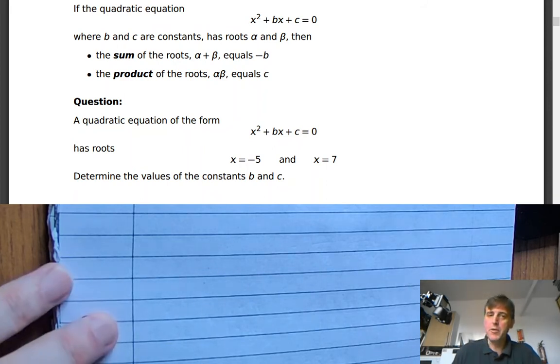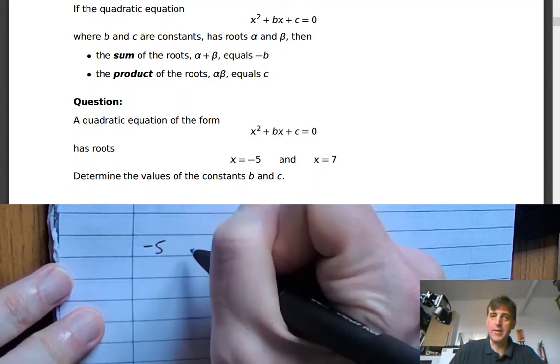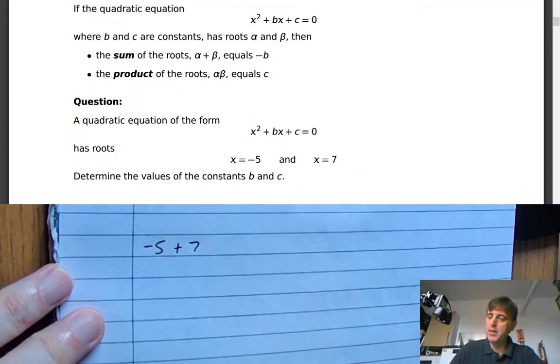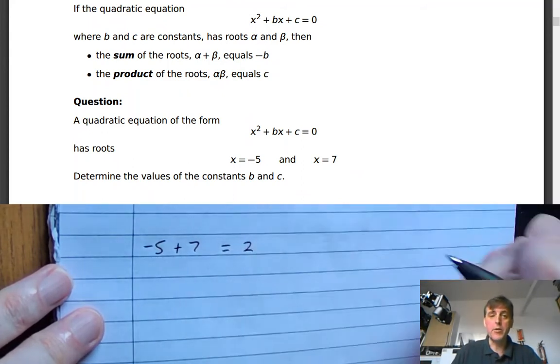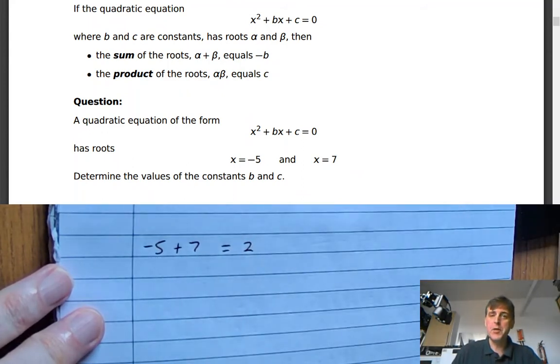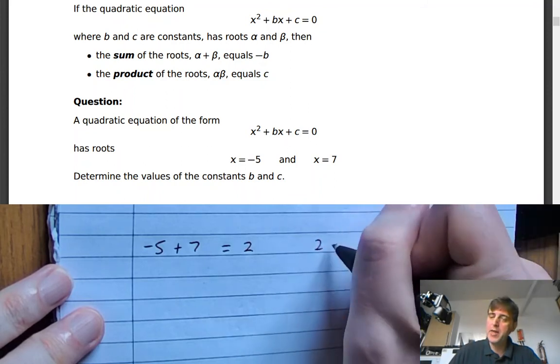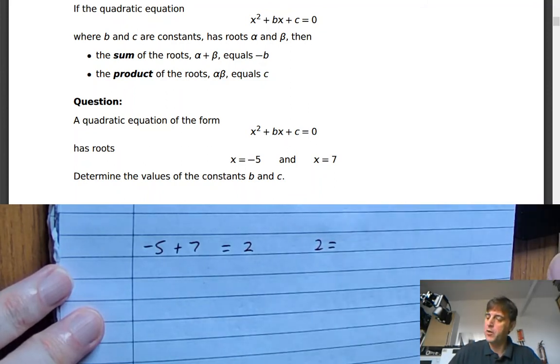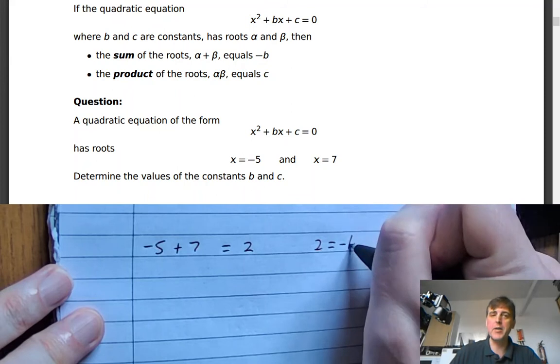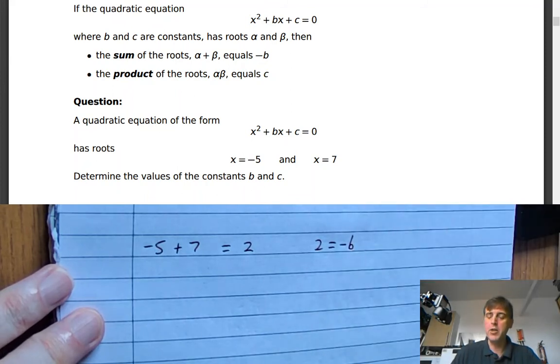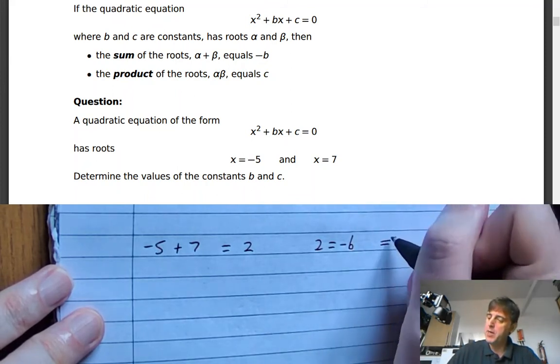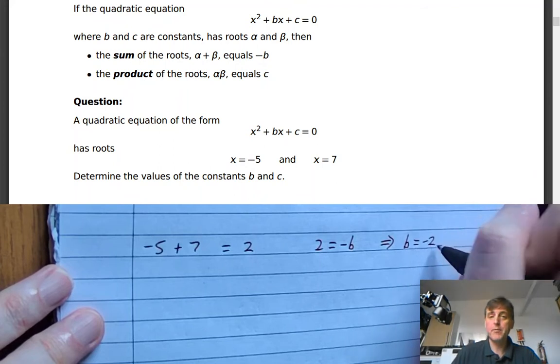We're going to use the result about the sum of the roots and the product of the roots here to get our answer. So if we take our roots, which are negative 5 and 7, and we add them together, we get the answer 2, of course. Now 2 is going to be the negative of the x coefficient in our equation, so that's going to be minus b in our notation that we've got up there. So of course that means that b is going to equal negative 2.